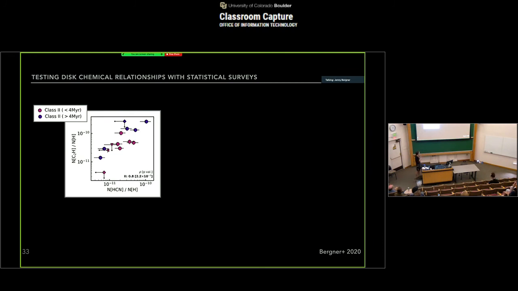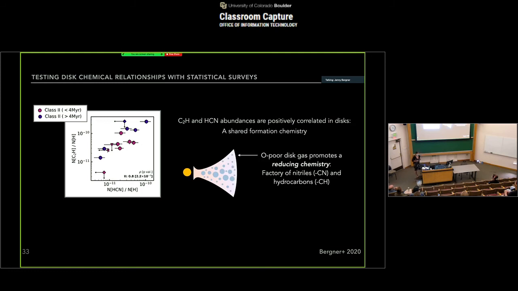So we were able to derive abundances of C2H and HCN towards our disk sample. And really excitingly, we saw that there's actually a positive correlation in the abundances of these molecules. So consistent with our expectation from this oxygen-poor chemistry framework, it seems like the nitriles and the hydrocarbons are forming from a shared chemistry consistent with an oxygen-depleted gas, where sources that are efficiently forming nitriles are also efficiently forming hydrocarbons.